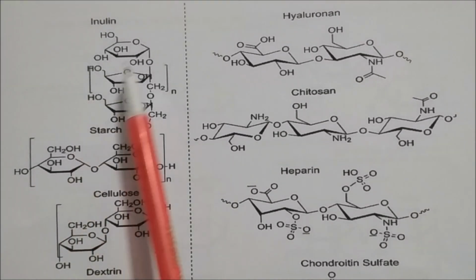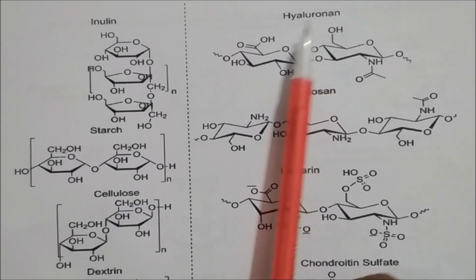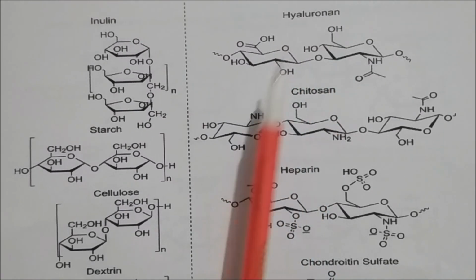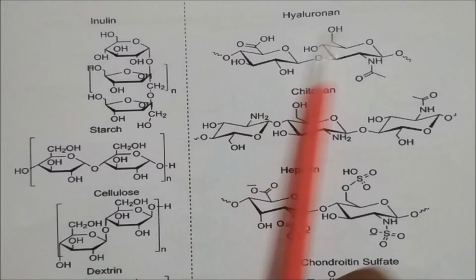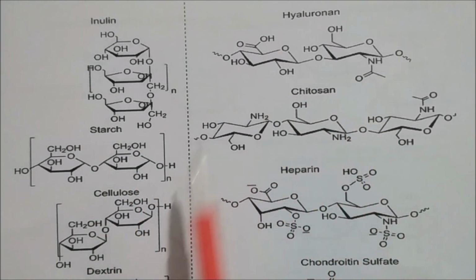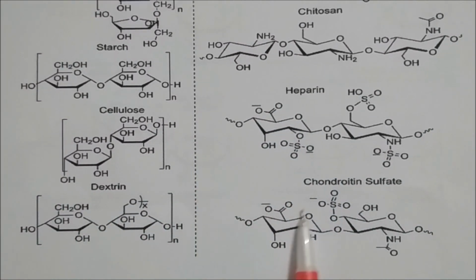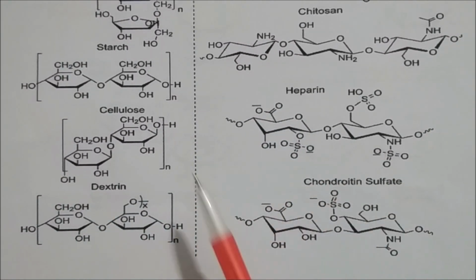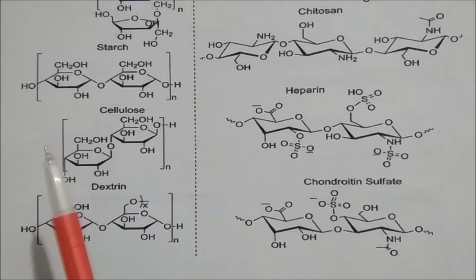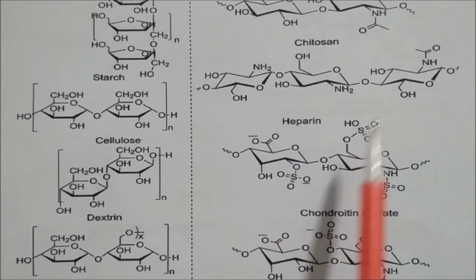This is inulin, a homopolysaccharide. This is hyaluronic acid. Something with a typical name is there. This is starch. Chitin is there. This is cellulose, heparin. This is your dextrin, chondroitin sulfate. So this part is your homopolysaccharides, and this part is your heteropolysaccharides.